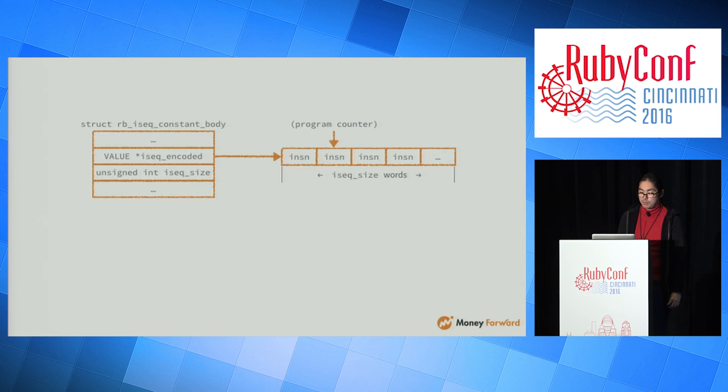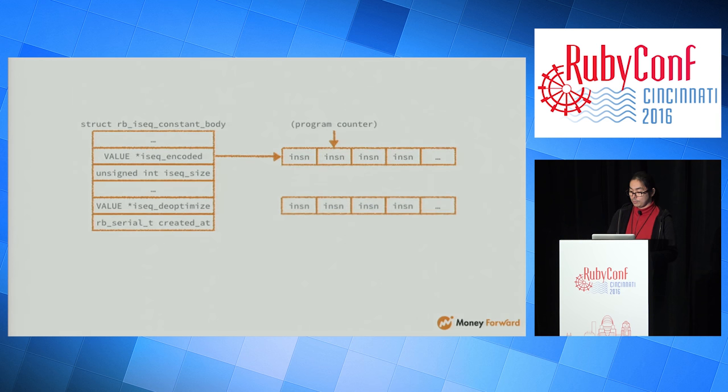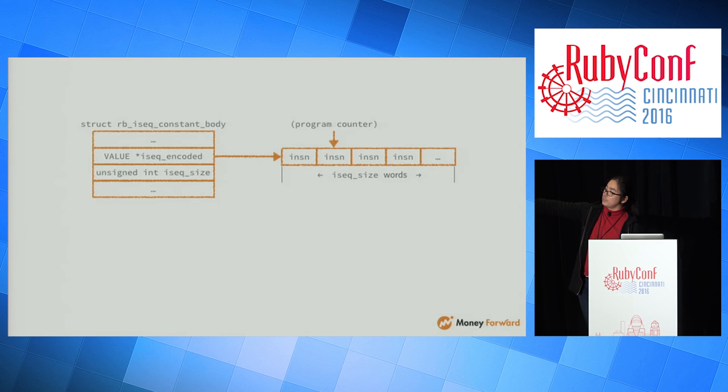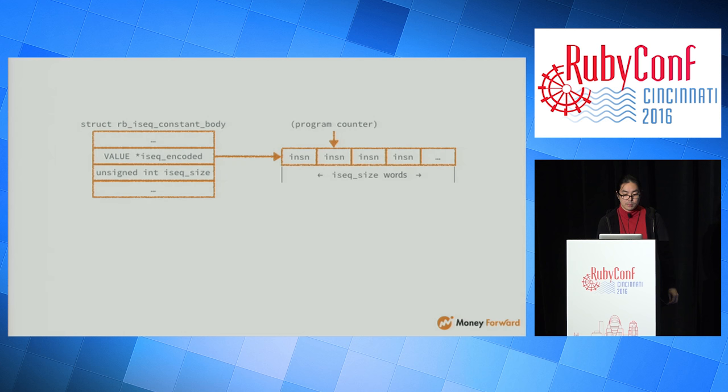Well, this diagram shows a part of Ruby's internals. In a Ruby process, a VM instruction sequence is pointed to from the iseq_encoded field of the rb_iseq_constant_body struct, whose length is iseq_size. Can you see this? The struct on the left side, rb_iseq_constant_body, points to a sequence of instructions. Apart from them, there are program counters somewhere outside of the struct. Program counters typically reside in the machine stack, so they are apart from the management structure.